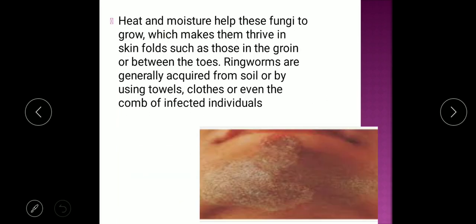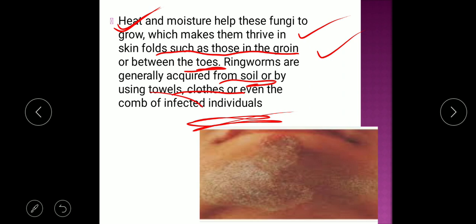Heat and moisture help the fungi to grow. That's why you have to keep all your garments dry and clean. They thrive in skin folds like the groin, the area between the genital organ and the thigh, and in between the toes, where the fungi grow better due to heat and moisture. Ringworm is generally acquired from soil or by using towels, clothes or even the combs of an infected person. So you have to use your own towels, clothes and combs.